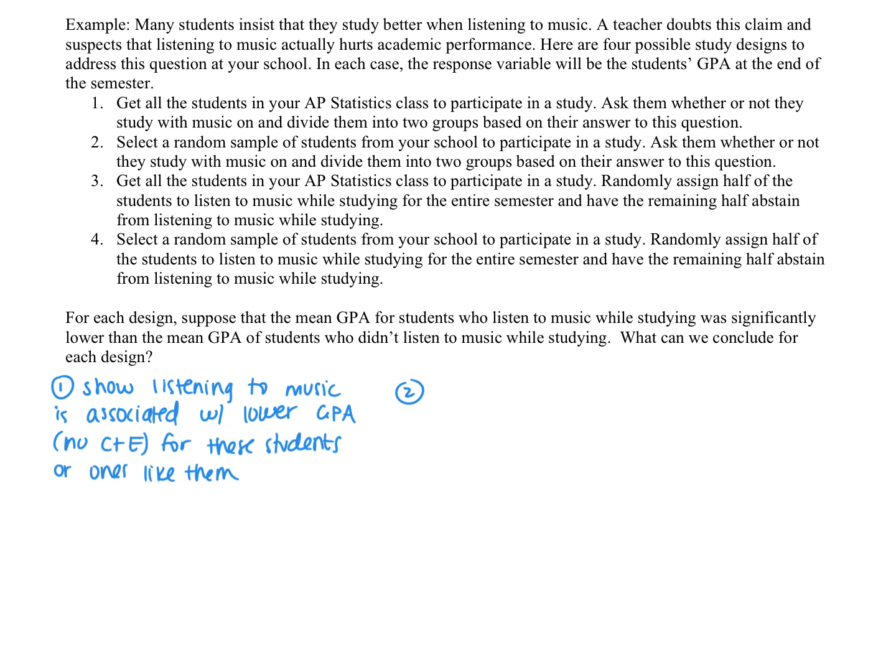So then if we look at the second design, select a random sample of students from your school to participate in a study. Ask them whether or not they study with music on and divide them into 2 groups based on their answer to this question. So what changes? What are we now able to do in this second design that we couldn't do in the first one? Say the whole population. Okay, we can generalize to the entire population because we have a random sample.